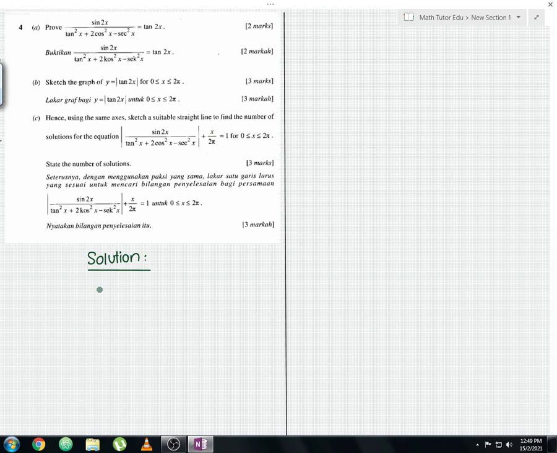Now I'll be discussing SPM 2016 Paper 2 question number 4 from Form 5 Chapter 5 Trigonometric Functions short question.